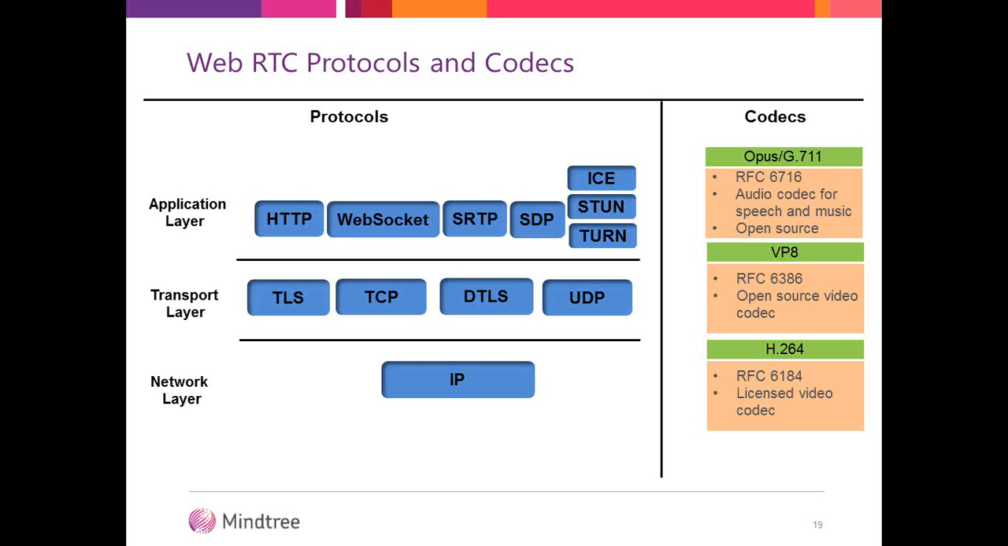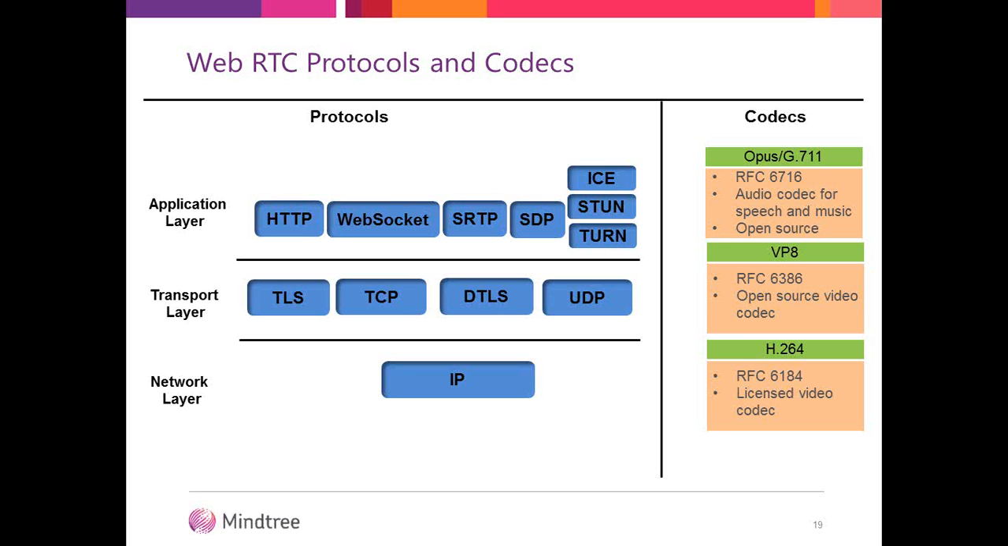The second thing is encryption: how we are going to encrypt our data. For encryption, we are using DTLS, which is basically Datagram TLS, and it is using the same keying mechanism as TLS. For media transport, we are using SRTP, which is basically the secure RTP protocol. So these are the few protocols which we are using in WebRTC.